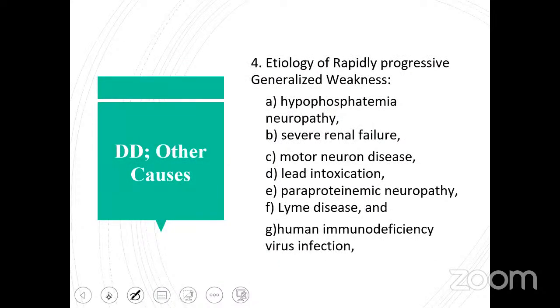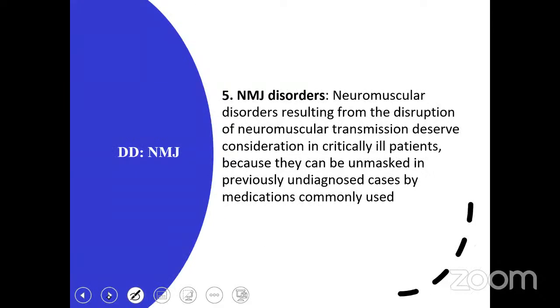So there are some other causes of rapidly progressive generalized weakness in the ICU that include hypophosphatemic neuropathy, severe renal failure associated neuropathy, motor neuron disease, lead intoxication causing neuropathy, paraproteinemic neuropathy, Lyme disease, and HIV neuropathy. These are all other causes which also cause weakness. So that finishes the nerve part of weakness.